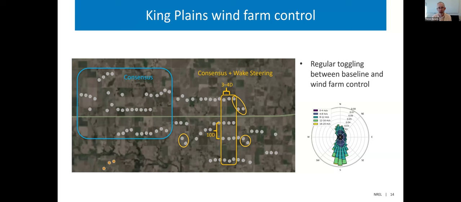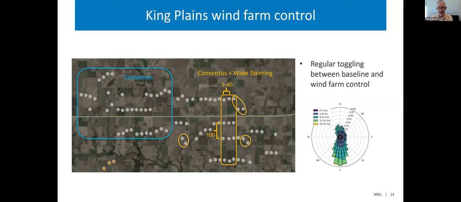And then we also have our wind farm controls test. So again, this is in the King Plains wind farm, which is outlined here. And we have different sectors of the King Plains wind farm doing different types of control. So we have two different kinds of wind farm control that we're focused on for the AWAKEN project. One is consensus control, which is really an improved method for estimating the wind direction using a consensus method.